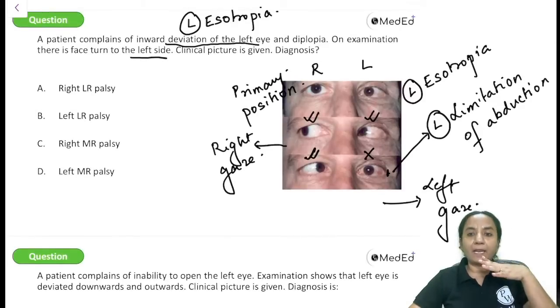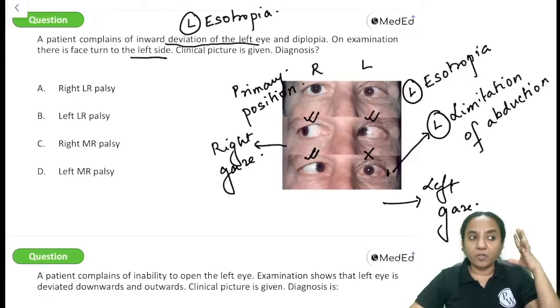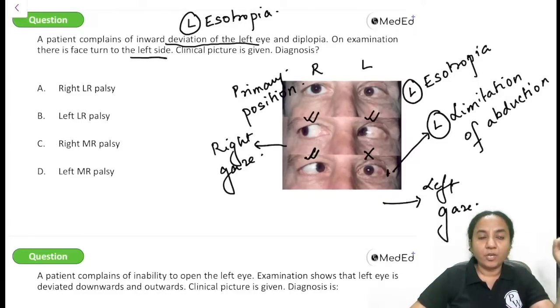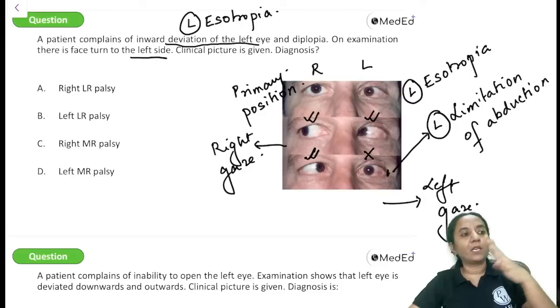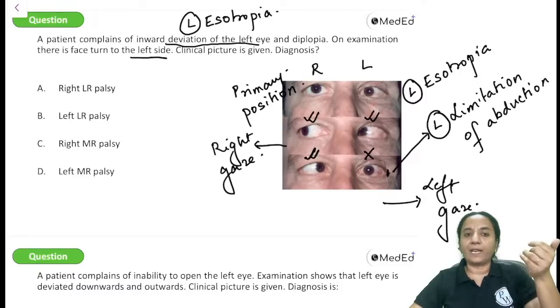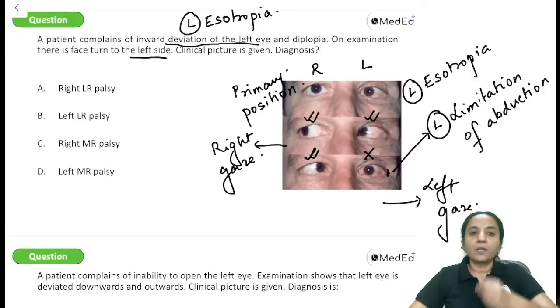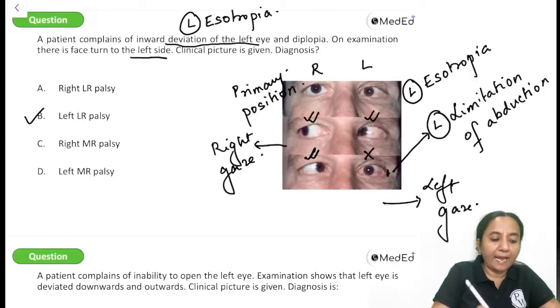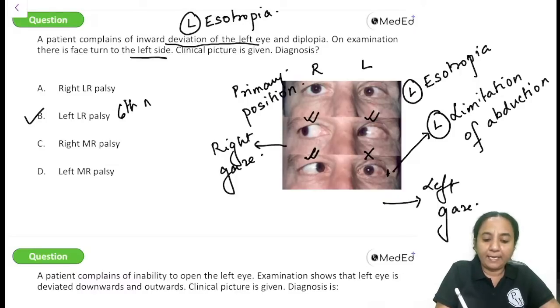तो हमने क्या क्या देखा है इसमें? In the left eye there is a limitation of abduction, and because the abduction is weak, that's why the eye is deviated inward. So we are having an esotropia in the left eye with a loss of abduction in the left eye. So which is the abductor of the left eye? The abductor of the left eye is the lateral rectus, right? So that's why this is left-sided LR palsy, or we can say it is a left-sided sixth nerve palsy.